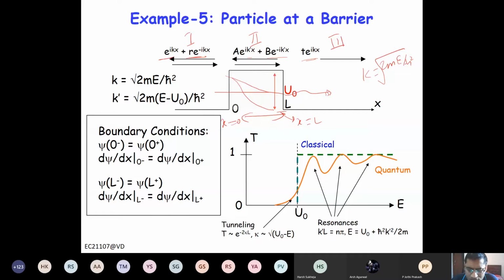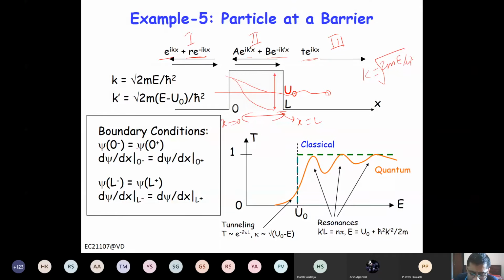Correct? So how many variables do you have? R, A, B, and T. And how many equations do you have? Two equations at x equal to 0, two equations at x equal to L. So four equations, four variables, you can solve it. But it's very lengthy. I sat in the night to do it. It takes a lot of time. But I will go through it, tell you the important steps, and you can do it.